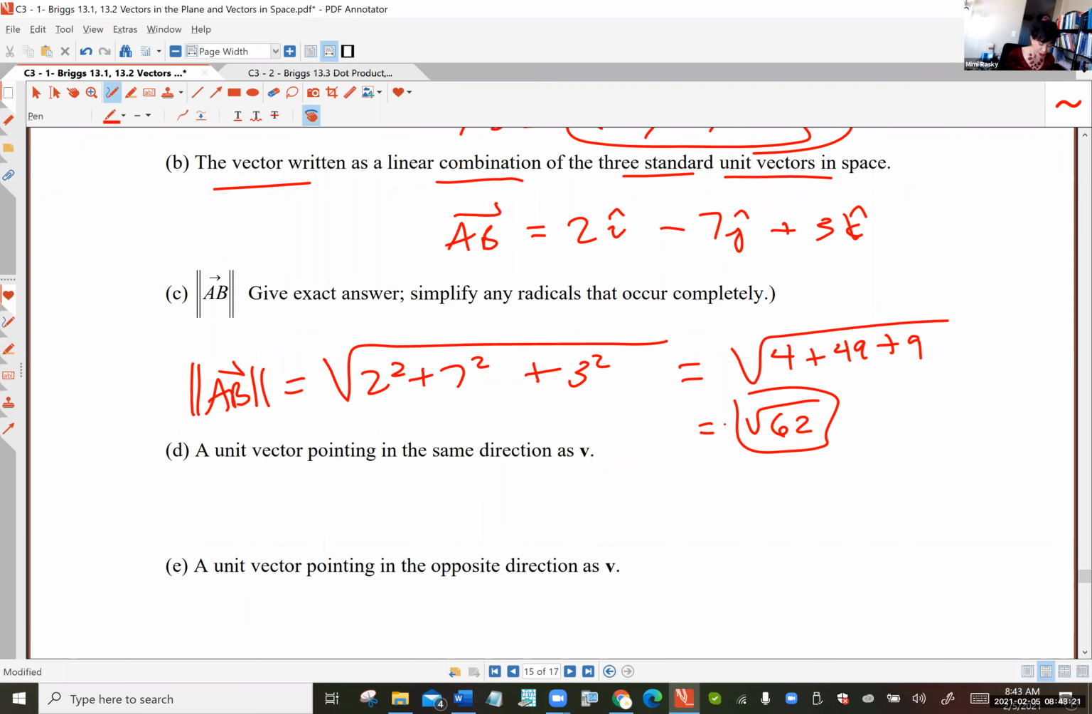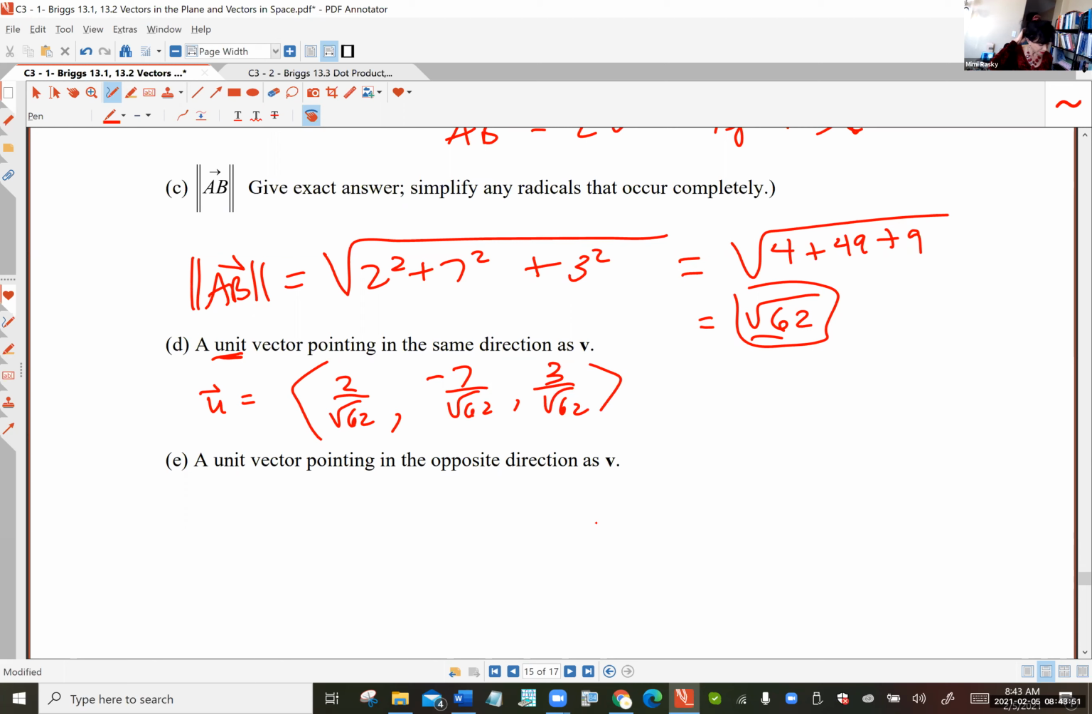Okay, letter D, find a unit vector. Unit vector: length is only 1, magnitude is 1, pointing in the same direction as V. Well, we already got the magnitude, so we kind of did half of letter D already. So the unit vector, we'll call it U, is going to be the X component of our vector divided by its magnitude, and then the Y component, -7 over square root of 62, and the Z component over square root of 62. And we're done with letter D.